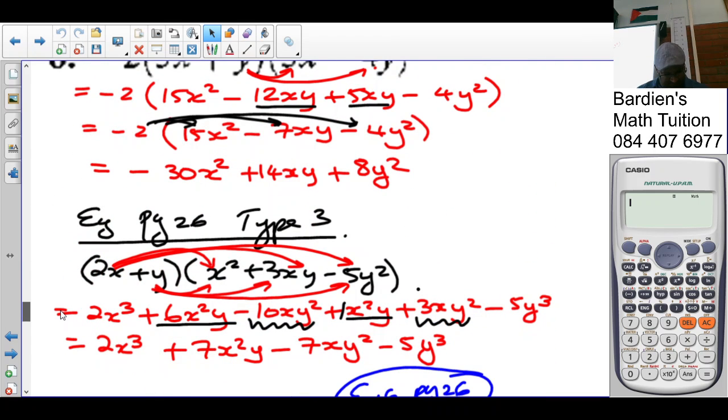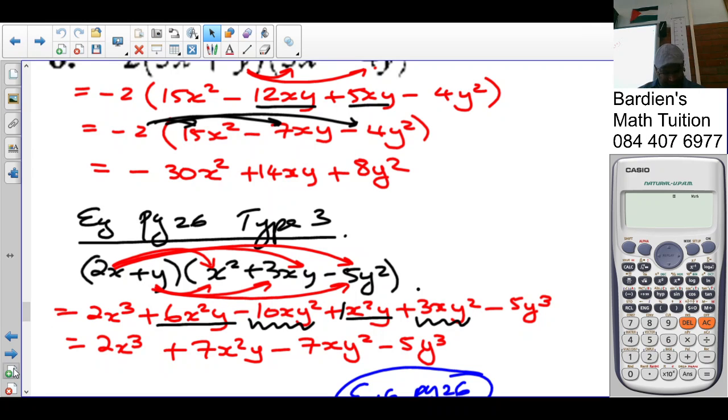6x cubed minus x squared plus 18x. Yes. It's 6x cubed minus 17x squared. Is that correct? X cubed minus 17x squared plus 8x minus 8. So I'll do number 1 on the board.